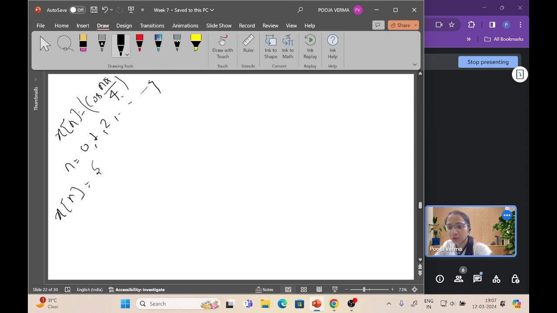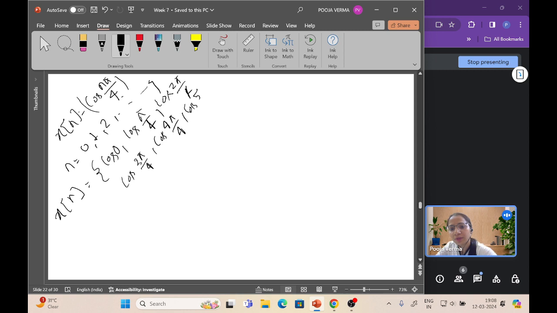So first, if we put n equal to 0, then we will get cos 0, then cos pi/4, right? Please calculate the values of cos 0, cos pi/4, cos 2pi/4 if we are putting 2. Similarly, cos 3pi/4, cos 4pi/4, cos 5pi/4, cos 6pi/4, and cos 7pi/4.